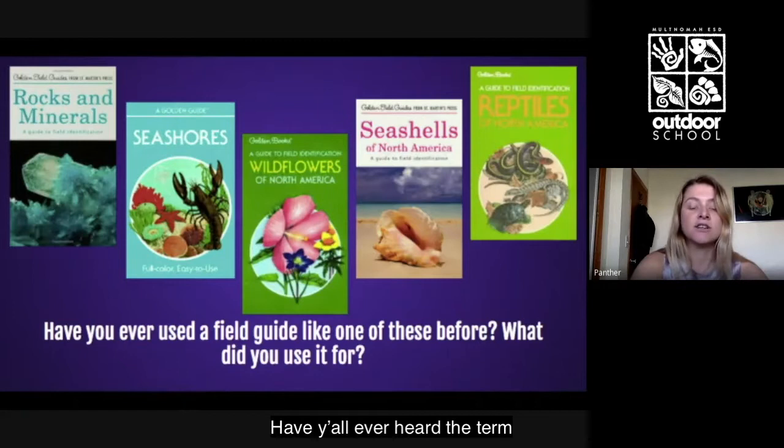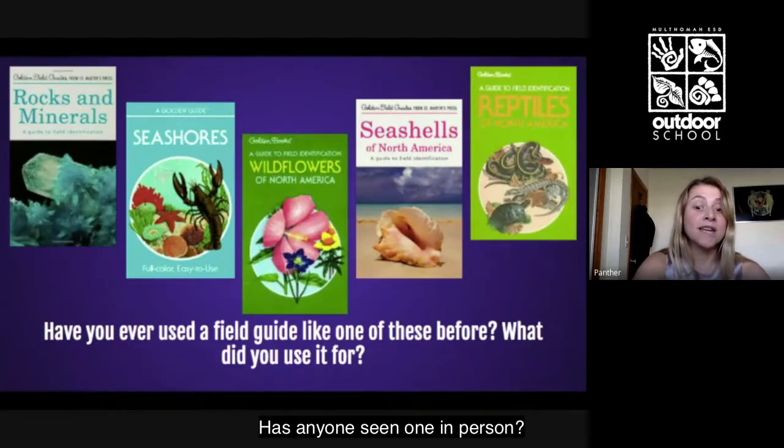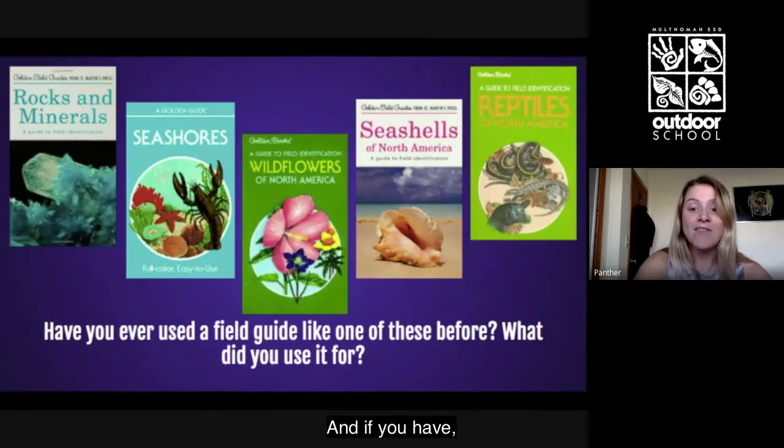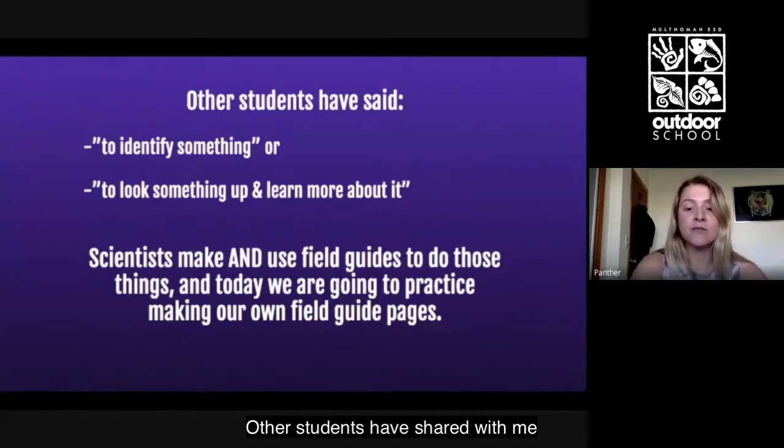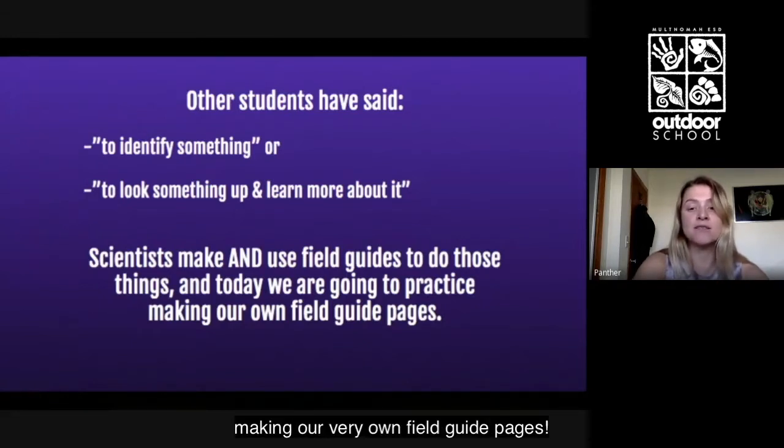Have y'all ever heard the term field guide? If you have, think about the first time you heard about it. Has anyone seen one in person? And if you have, what was that experience like for you? Other students have shared with me that field guides can be used to identify something or to look something up and find out more cool facts about it. Those students were absolutely right. Field guides are made by scientists and are used by all kinds of folks to do just those things. The cool news is, today, my friends, we are going to practice making our very own field guide pages.